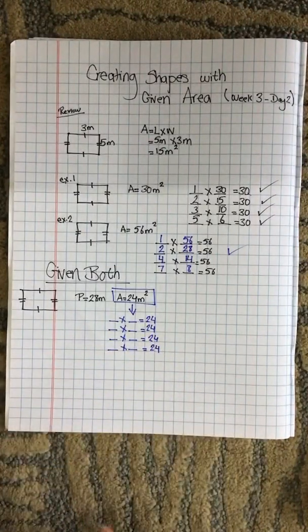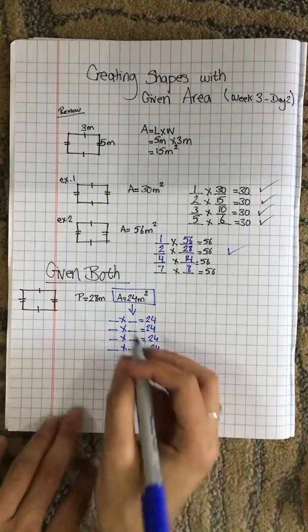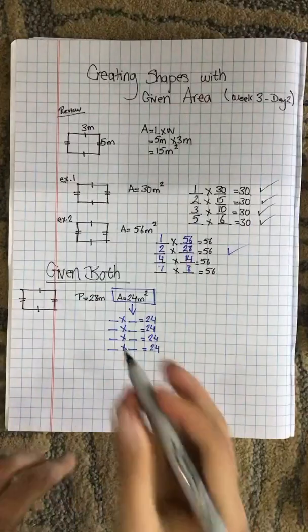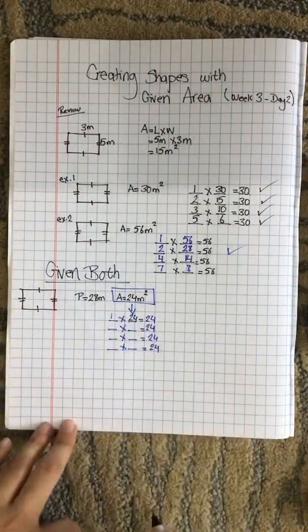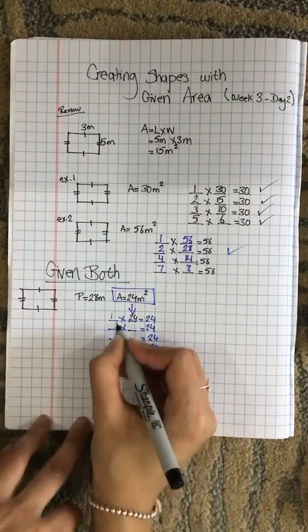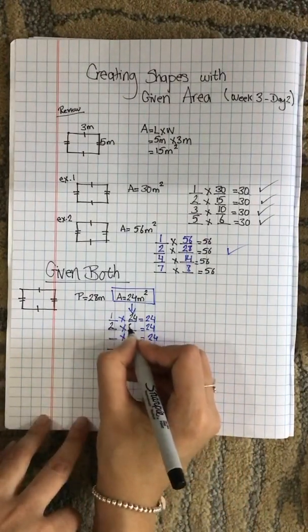I think there's 4, right? Okay, think of all the ways that we can equal 24. Again, let's go down the list. I'll use black. So 1 times 24. Good. What else? What 2 numbers equal? 2 times 12.